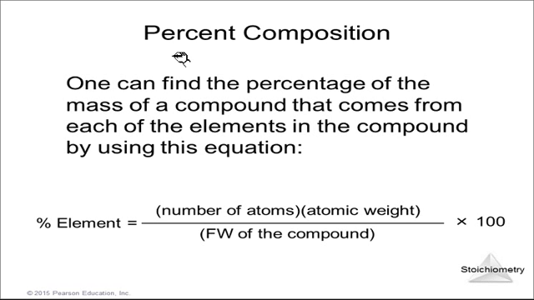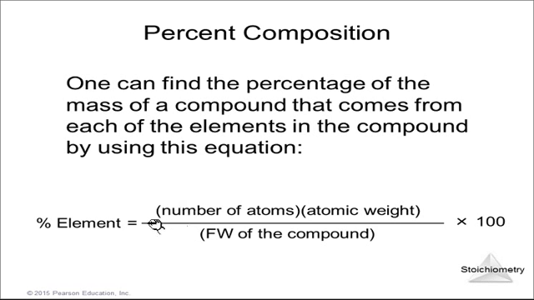In order to do this, you're going to rely on what we just calculated, either the formula weight or the molecular weight. Basically we're answering the question, how much of a given molecule or compound is attributed to a given element. So the percent composition of an element is equal to the number of atoms of that element times its atomic weight, over the entire formula weight of the compound.